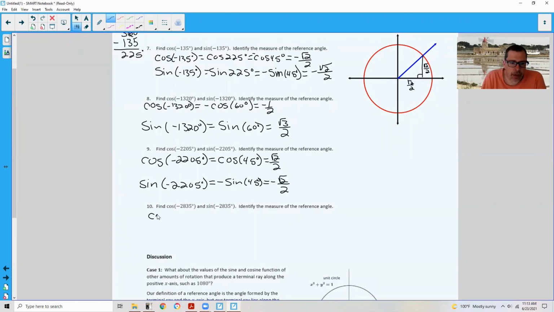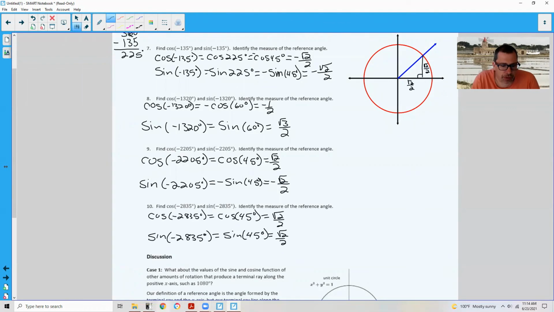So then I'd say the cosine of negative 2,835 degrees equals the cosine of 45 degrees, which equals the square root of 2 over 2. The sine of negative 2,835 degrees equals the sine of 45 degrees, which is also the square root of 2 over 2.